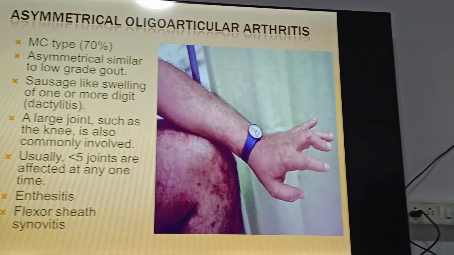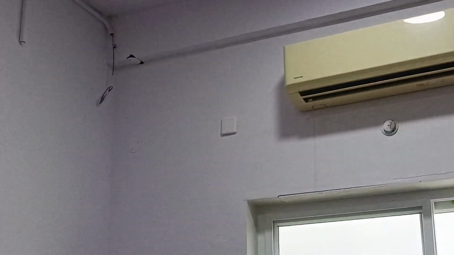Asymmetrical, similar to low-grade gout. Gout is also present like that, but gout mostly involves the metatarsal joints, mostly a single joint involvement. But sometimes gout can also present as an oligoarthritis. Sometimes gout also presents like a polyarthritis. I have seen 2 cases of gout with almost all the joints involved, like your rheumatoid arthritis. Okay, so that is also there.